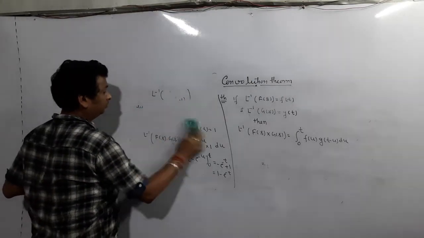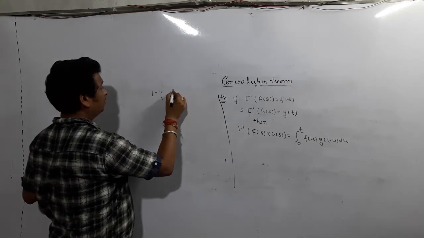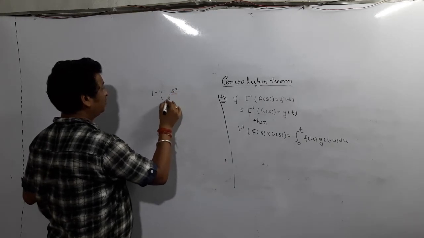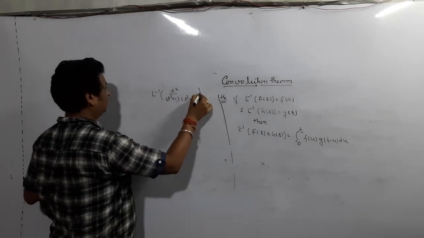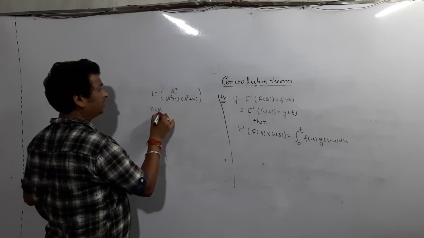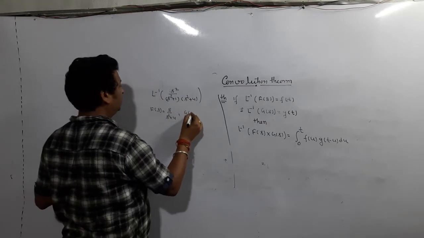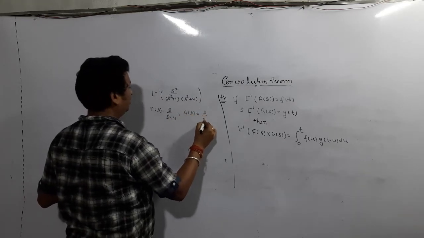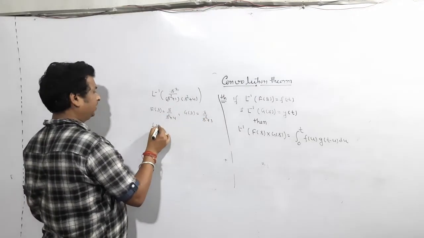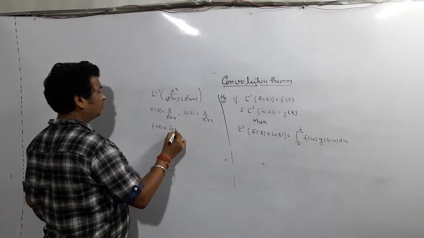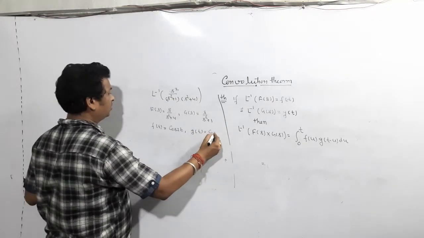Now I will take one more question. This time I will take s upon s square plus whatever. So here F(s) we take as s upon s square plus 4. What is G(s)? s upon s square plus 1. See, now when we multiply we will get the same. So what is f(t)? f(t) is cos 2t. What is g(t)? g(t) is cos t.